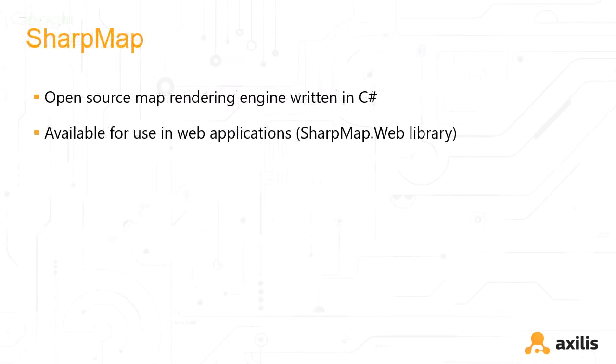Then we have SharpMap. It's an open source map rendering engine written in C#. That's what I used, and it's available for use in web applications through the SharpMap web library. It's also open source, and you can find it on Codeplex.